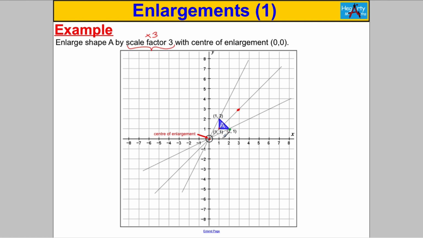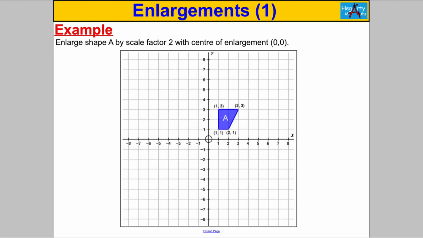This one here is 2 right and 1 up, so it's going to be 6 right and 3 up. And this one here is 1 right and 2 up, so we're going to multiply it by 3 and go 3 right, and 6 up. So there are our new vertices. We draw line segments between them, and we draw in the coordinates of our new vertices, and there we go. We have enlarged the object shape A by scale factor 3 with center of enlargement 0, 0 to form our new image. Next one. Pause the video, have a go.